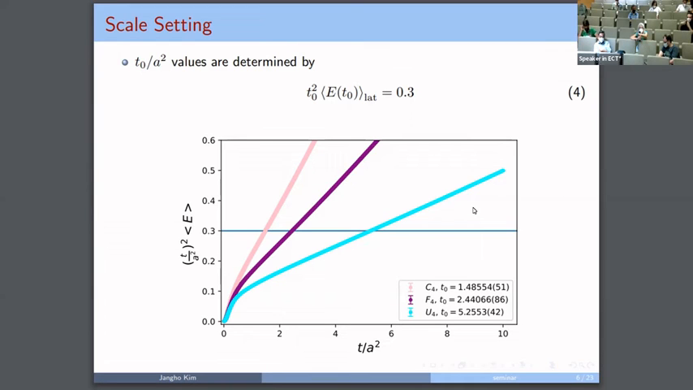I appreciate this very nice way of scale setting, but what about something like the Edinburgh plot? Remember these things? Okay, I'm sorry. We could try to change the way we fix the scale, and then redo the continuum limit. We could try to do that.